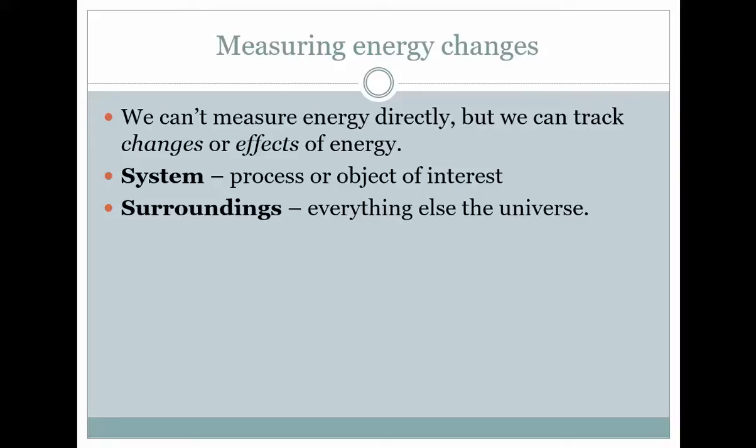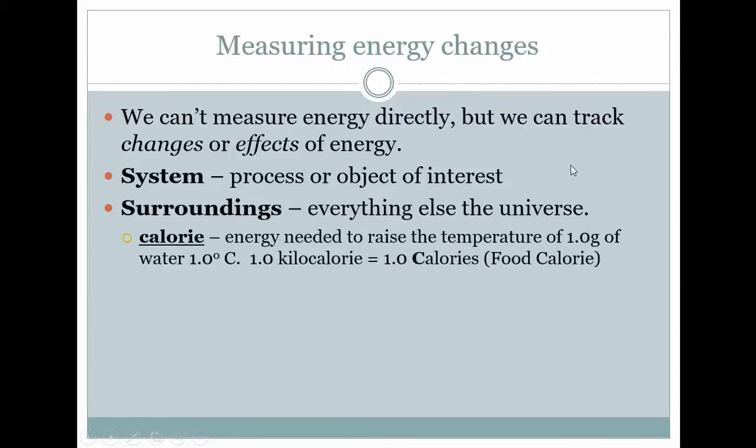The system is the process or object that you're talking about, and the surroundings is literally everything else in the universe. Now, for all practical purposes, you could probably restrict it to the room that you're in, but it would be literally everything else in the universe. So when we talk about energy changes, we're going to take the point of view of the system.